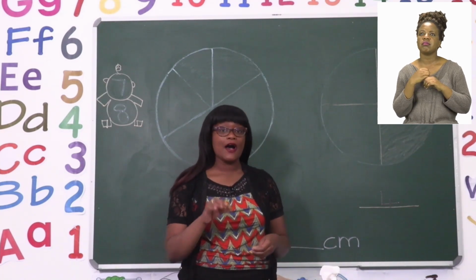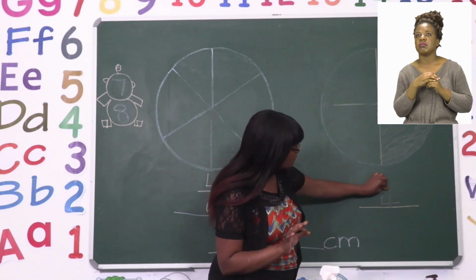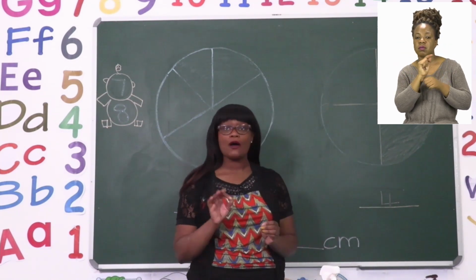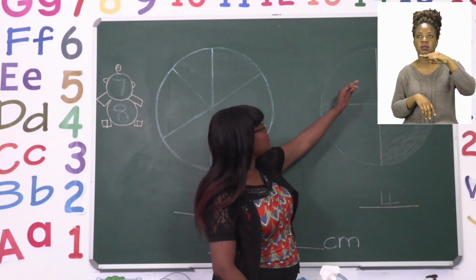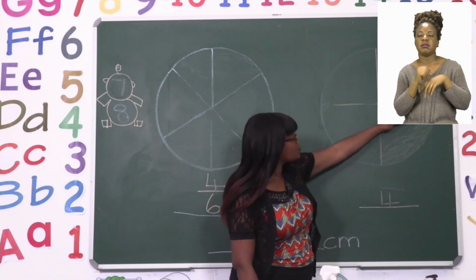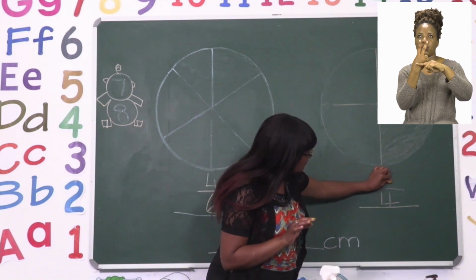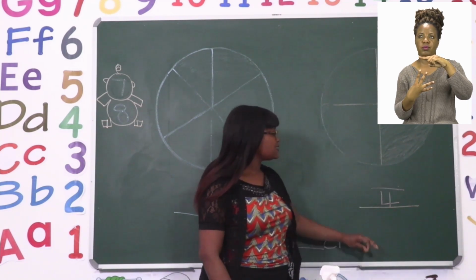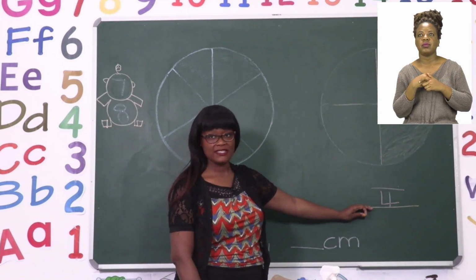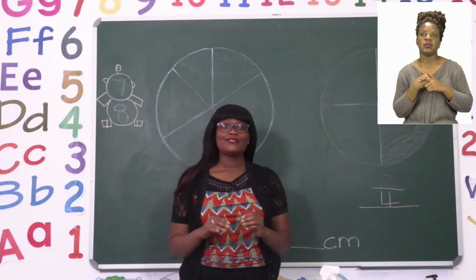It's asking us how many are shaded as separate fractions. So first we have to put a line over our total, and then we count how many are shaded. 1, 2. Now we know that there are 2. And when we are reading this one, we say 2 quarters. 2 quarters.